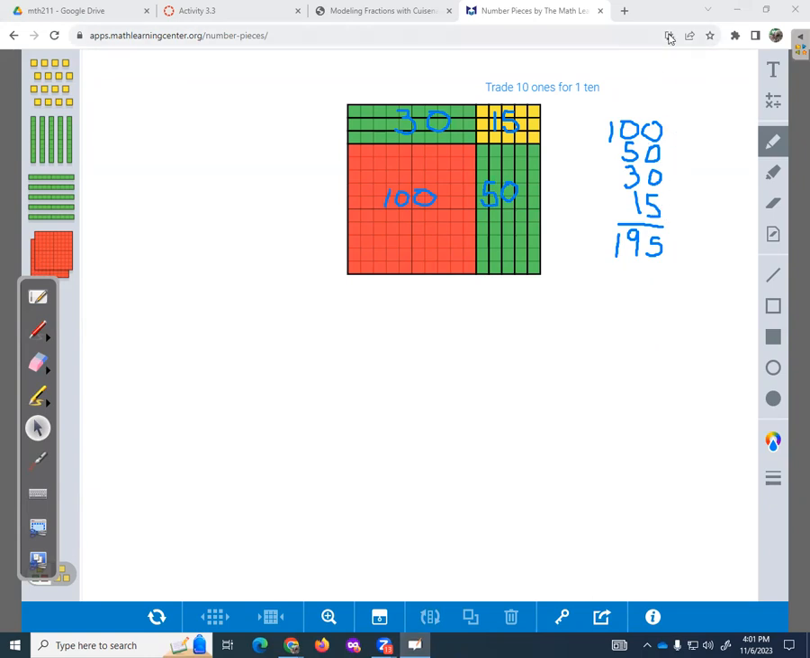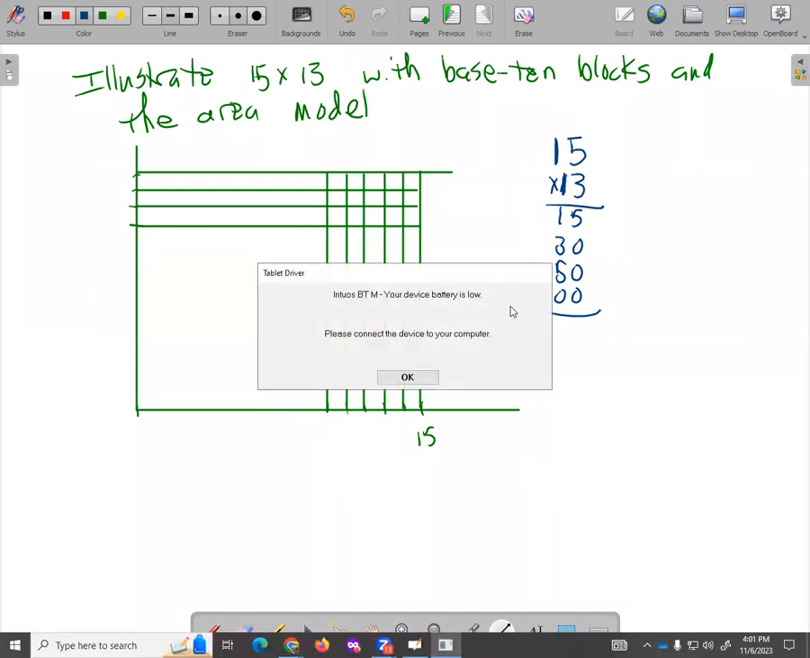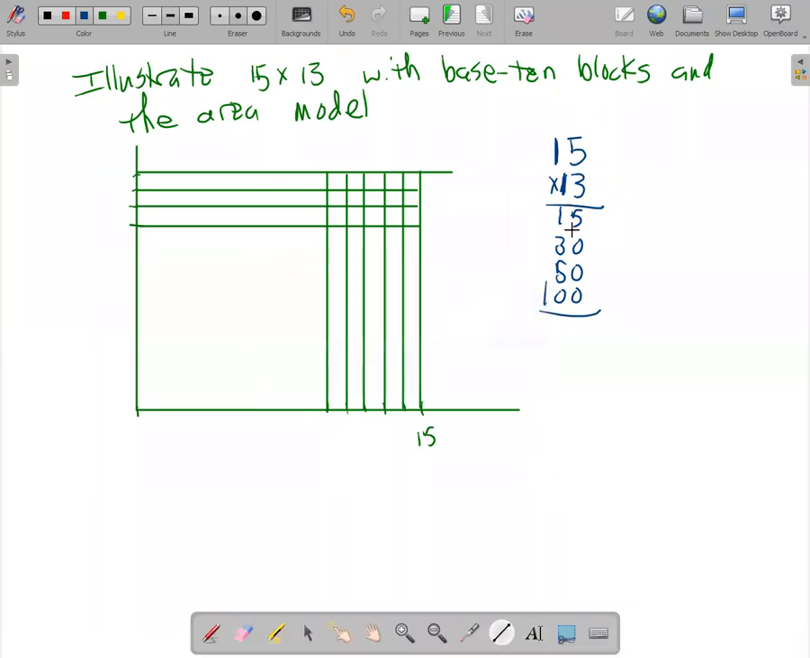150, 30, 15. When I look at it in this other version, thinking about 3 times 5 first, 15, 30, 50, 100. So it's still expanded. Putting it all together, we still have 5 ones, 9 tens, 100, 195.